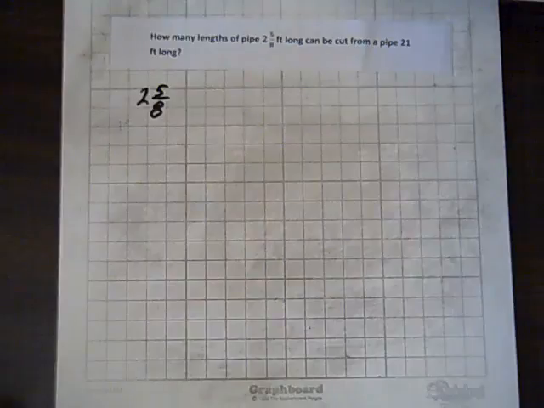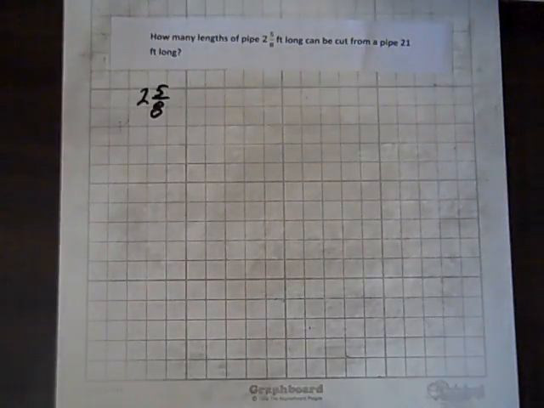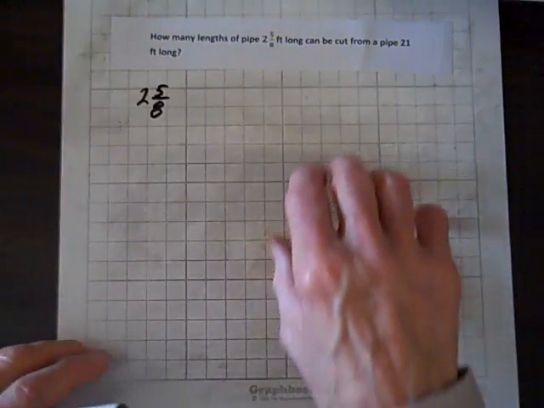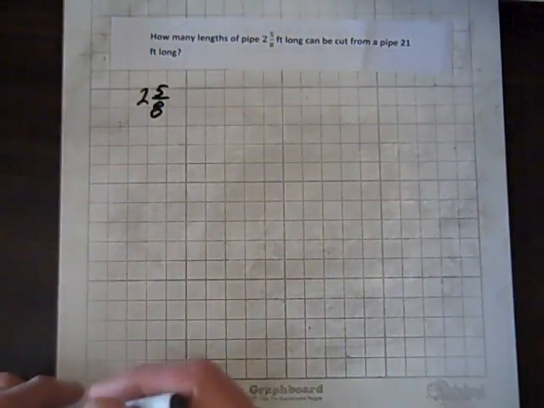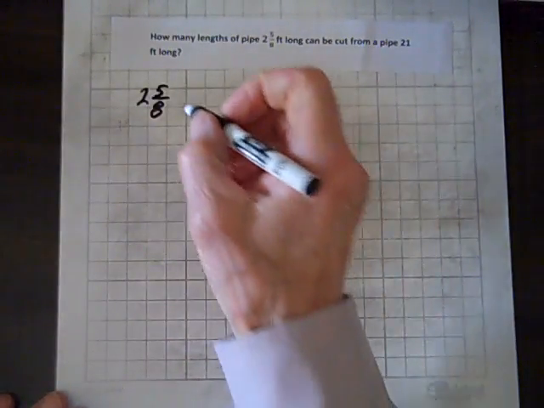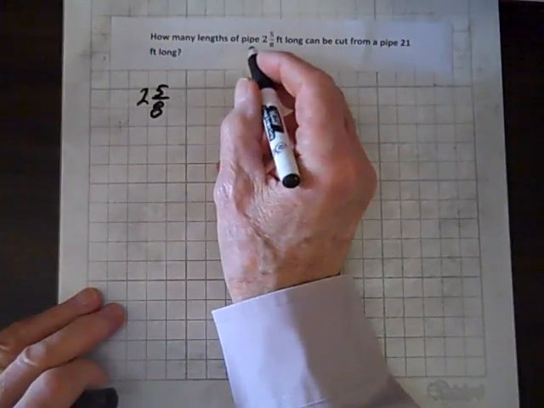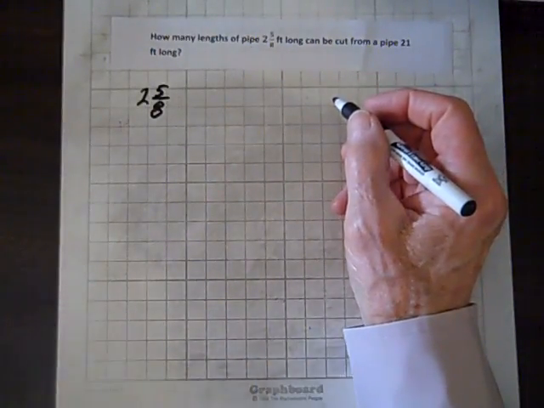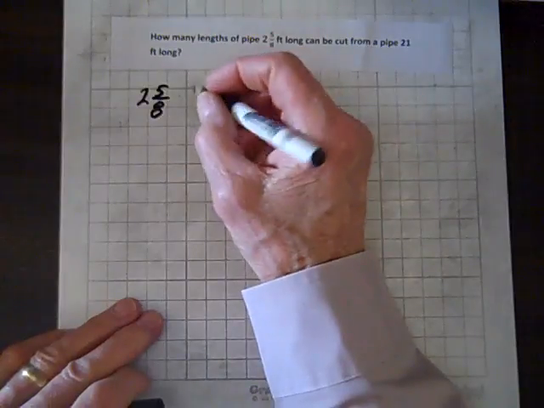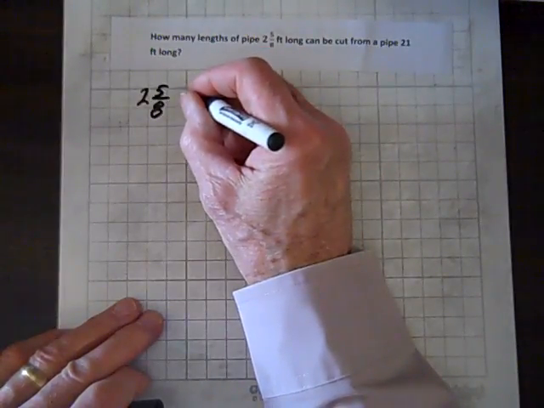Okay, how many lengths of pipe 2 5/8 feet long can be cut from a pipe 21 feet long? Well, 2 5/8, we've got to convert this into a fraction, and then we're going to divide by a fraction. Or we're going to divide fractions.